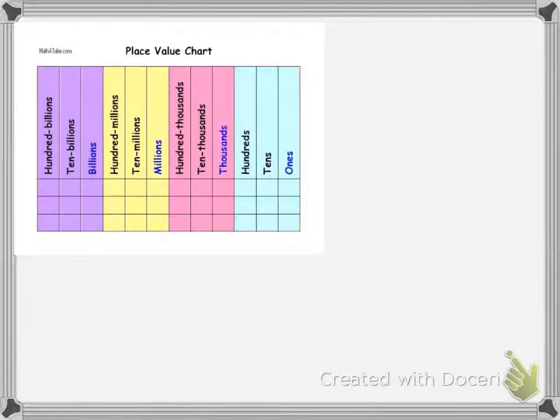Let's take a look at the numbers we had for problem number 1. First we started with 2, so it's in the 1 spot. Then we had 23, so we jumped plus 10. Then we had 230. We jumped another 10. Then we had 2,300. We jumped another 10.